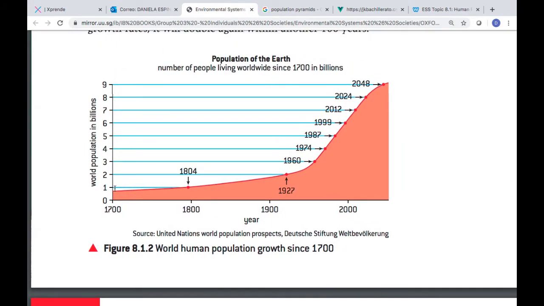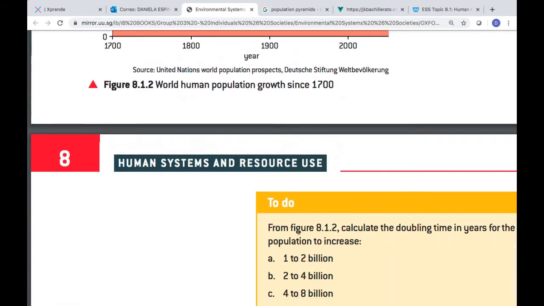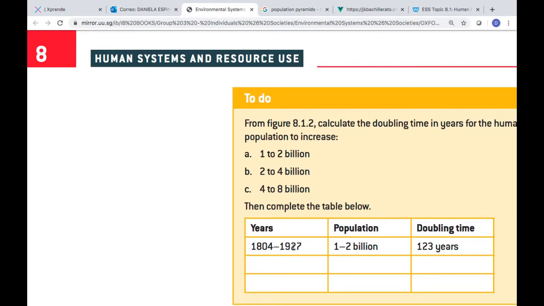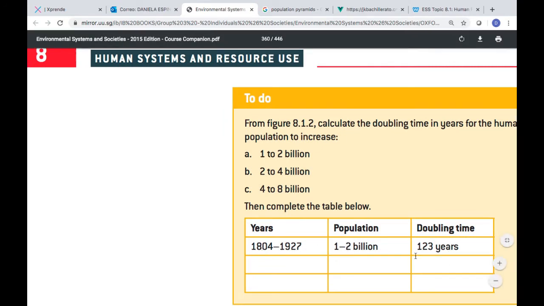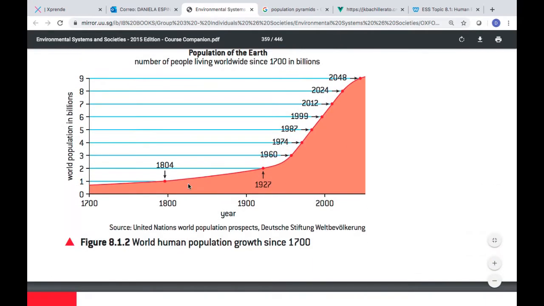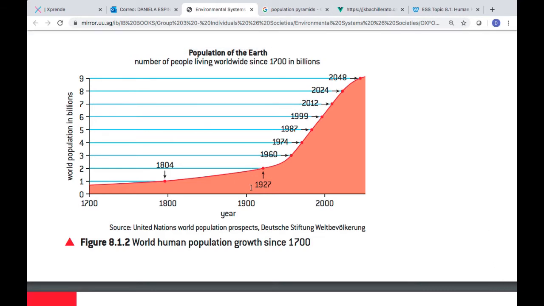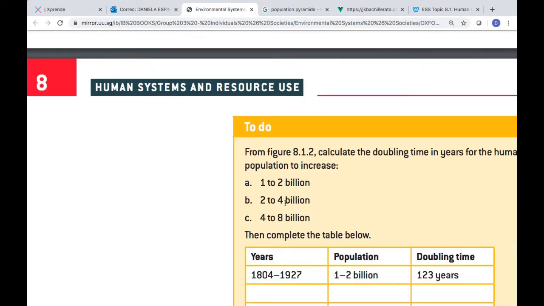From 1, we have to use a ruler or something and see where it reaches. We have 1804 about, because it's not exact. And then the second billion was reached in 1927. So 1804, 1927, 1 to 2 billion. How do I find the number of years? You subtract 1927 less 1804, and in total that is 123 years.